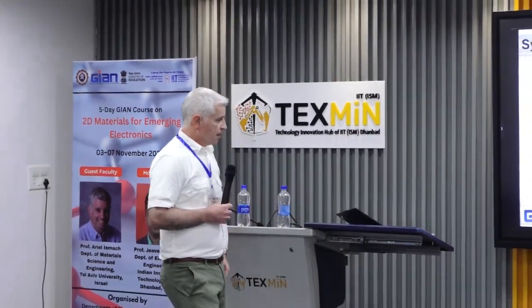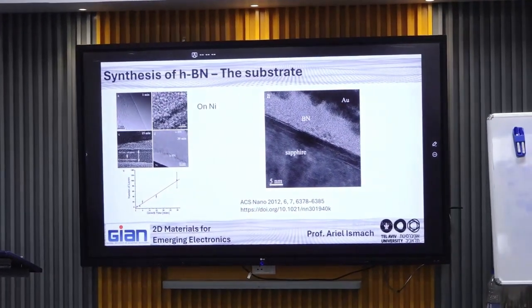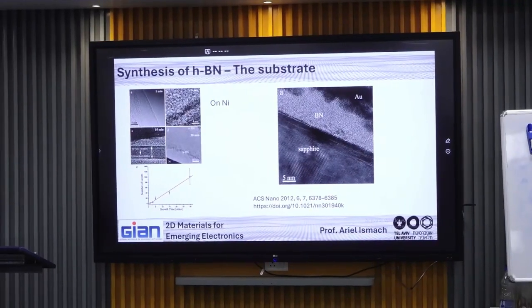So on nickel, it was observed that it behaves similar to the case of graphene, meaning that we always get a few layers or multi-layer depending on the conditions of the growth. Here you can see, for example, HBN growth as a function of time, and you can see how the number of layers increases significantly just with time. In this case, I think it was with ammonia borane.